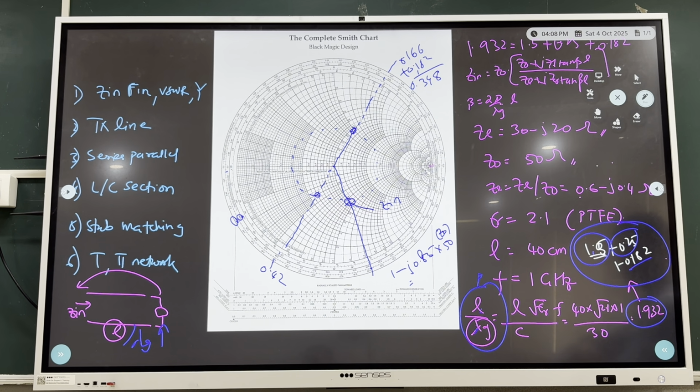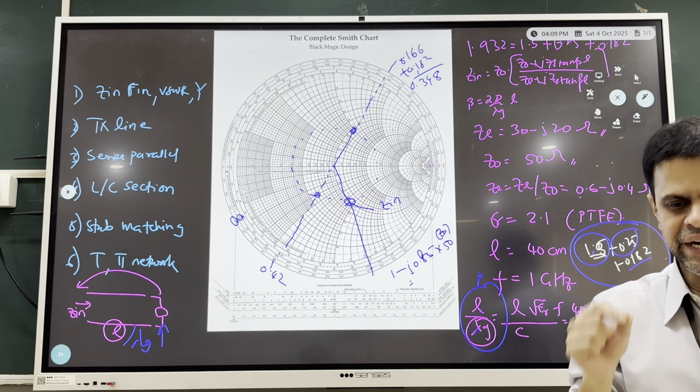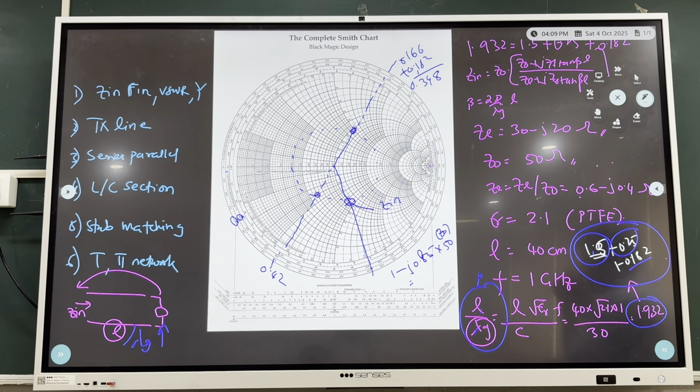So this is how you are going to solve it. Again, as I told you, the critical part lies in estimating the length of the transmission line in terms of wavelength. If that calculation is precise, your value will match perfectly with the numerical calculations. So this is how we calculate the input impedance of the transmission line using the Smith chart.